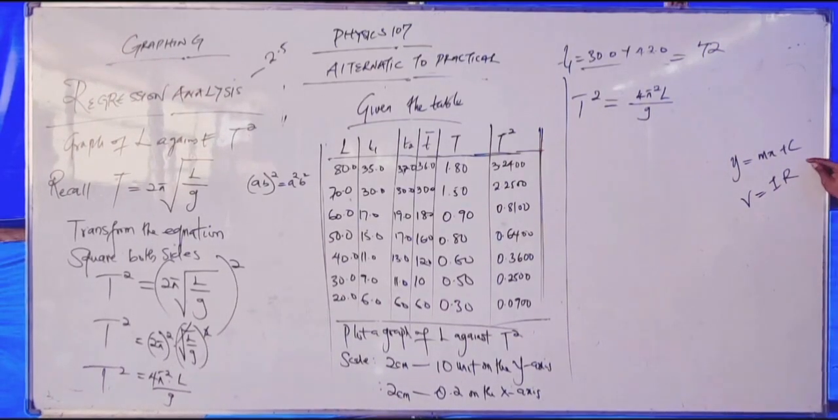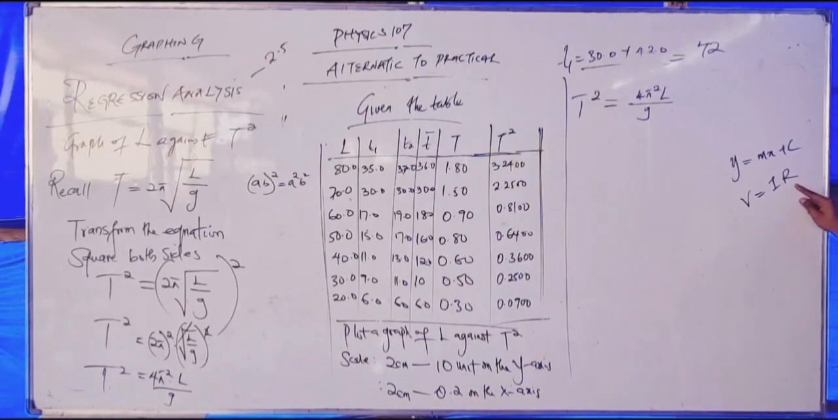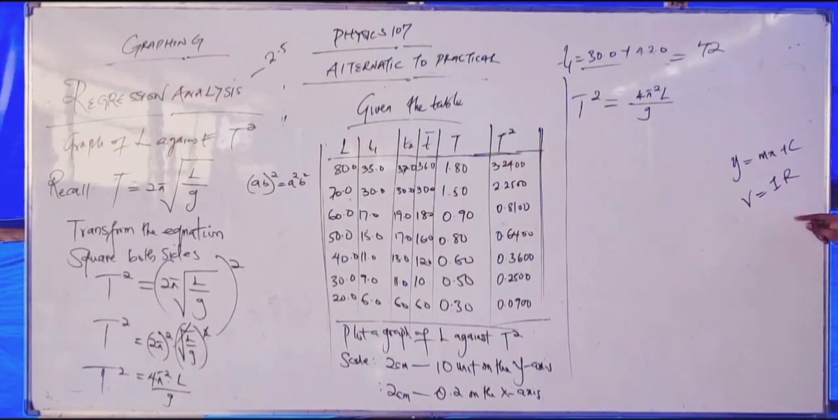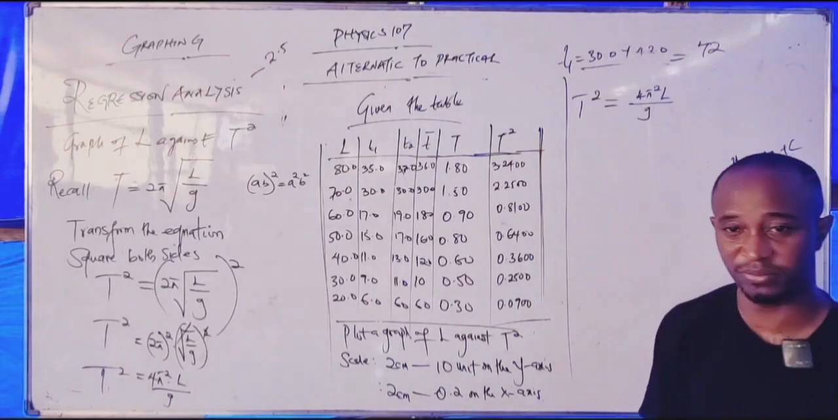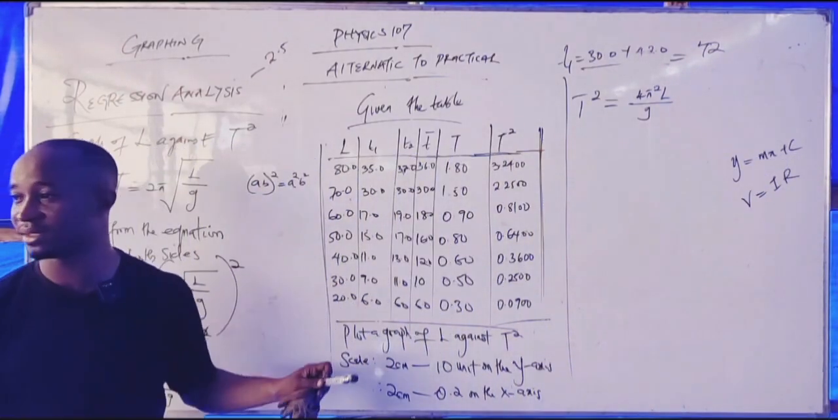So this graph is a straight line through the origin. That means a graph of V against R must start from where? The origin. Because there's no what? Intercept. Please take the note I gave this morning to help you. Those that have the note, hope you document it. Hold on.